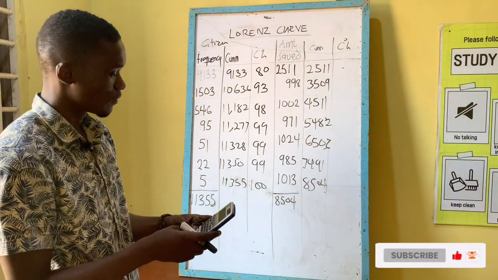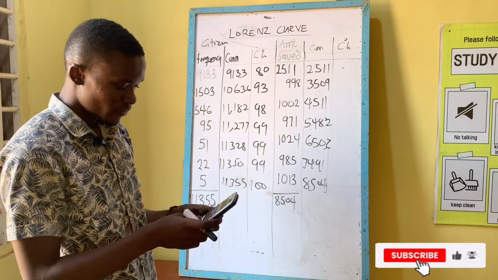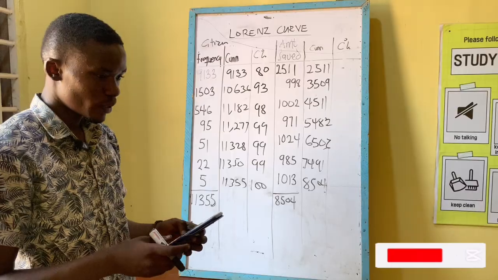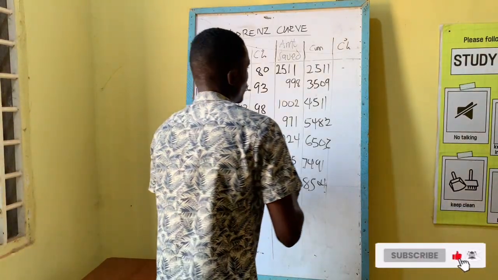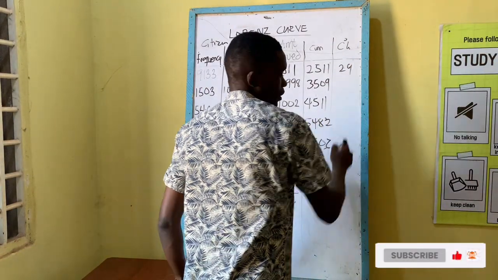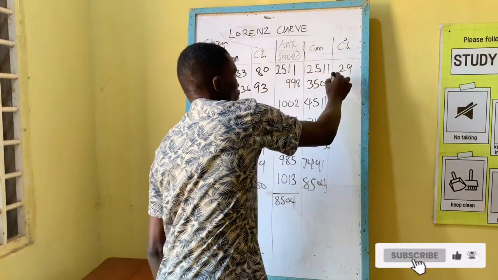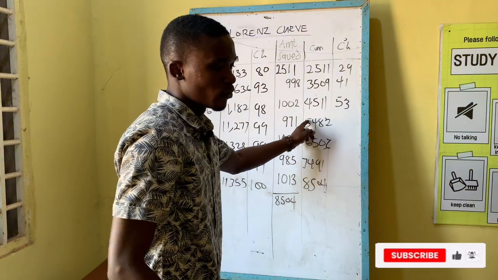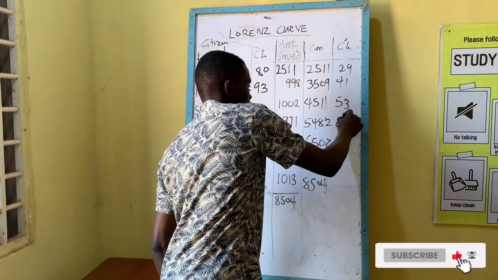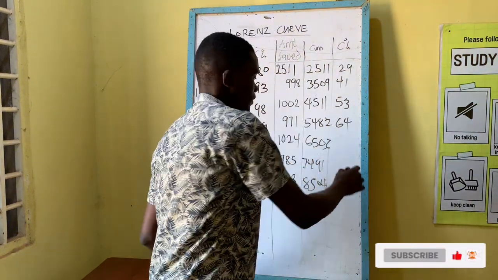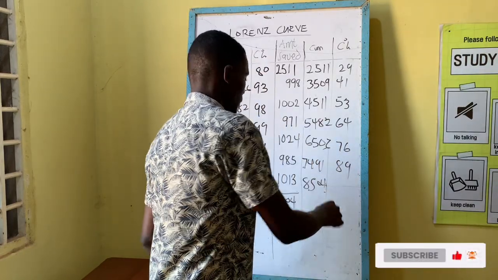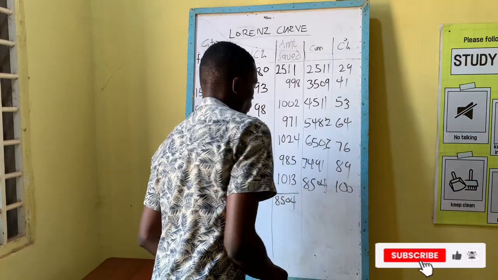So 2511 divided by 8504, then you multiply by 100, you are getting 29.52. So we maintain the 29. Then you do the same for the rest. The next one is 41, followed by 53, followed by 64, followed by 76, 89. Then like I said, the last one is supposed to give you 100.